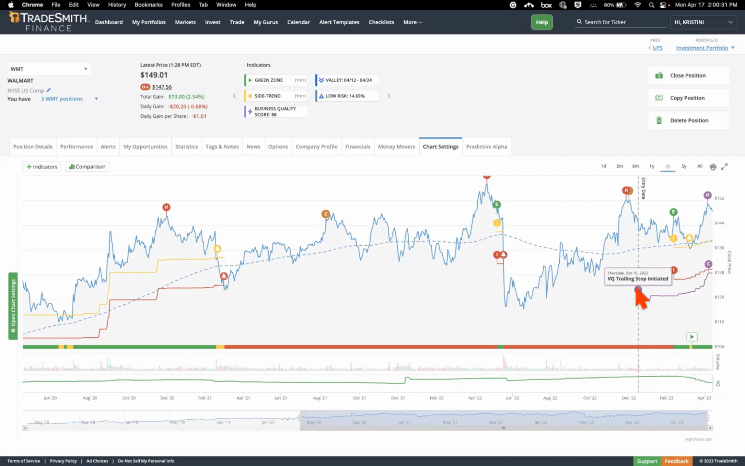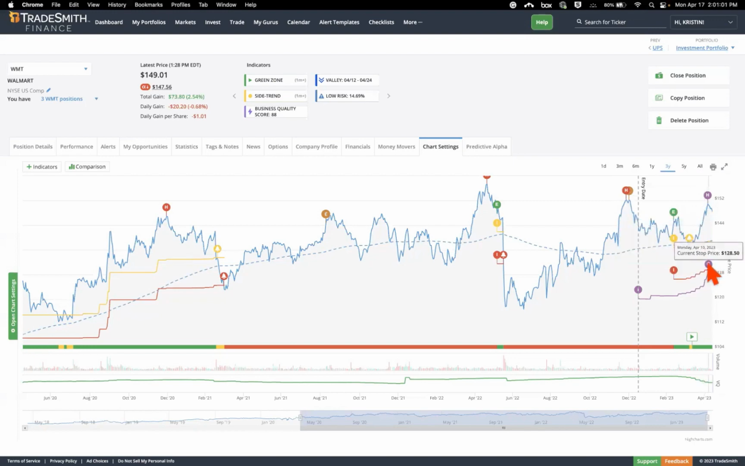So I bought this position on December 15th of 2022, and you can see where it initiated the VQ stop loss. So the highest close price for the VQ was $150.80. Again, everyone's will be different, because this is going based on the price and date that I got in at, okay? So it's calculating off of this high for the VQ. Then it shows the C, which is the stop price.